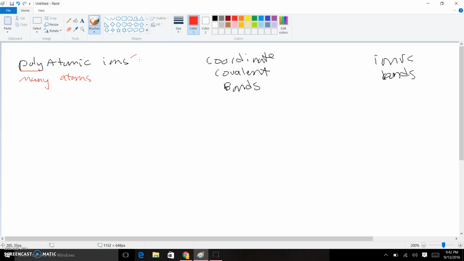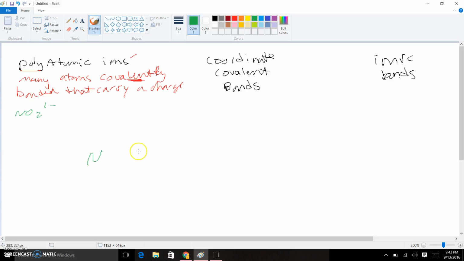But I'm going to make it a little more specific. Many atoms covalently bonded that carry a charge. That word covalently is really important because it tells us what kind of bonds to make on things. Let's think about an easy polyatomic ion that we could do. Something like NO2 1 minus.